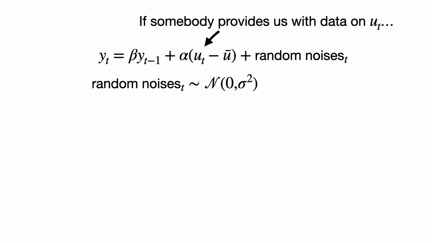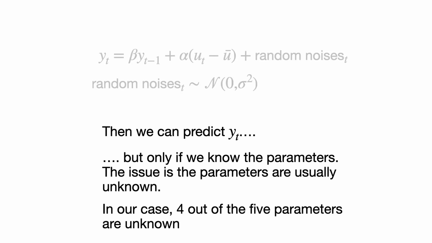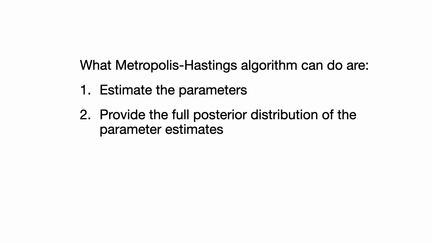If somebody provides us with the data on u_t and y_{t-1}, then we can predict y_t. But only if we know the parameters. The issue is the parameters are usually unknown. In our case, 4 out of the 5 parameters are unknown. Now, what the Metropolis Hastings algorithm can do is estimate the parameters and provide the full posterior distribution of the parameter estimate.